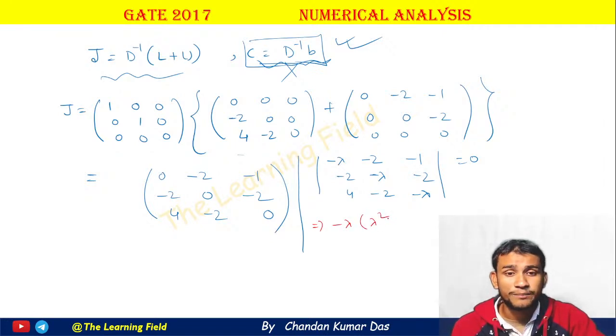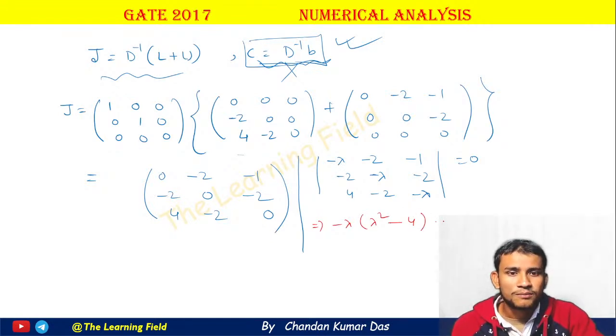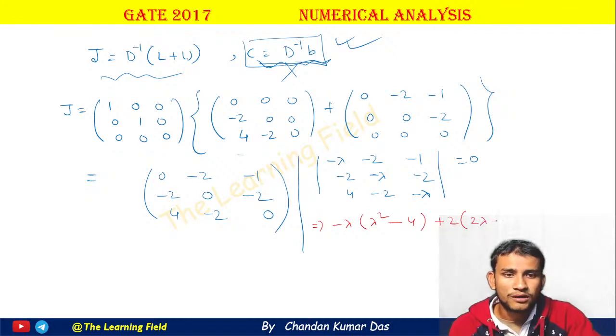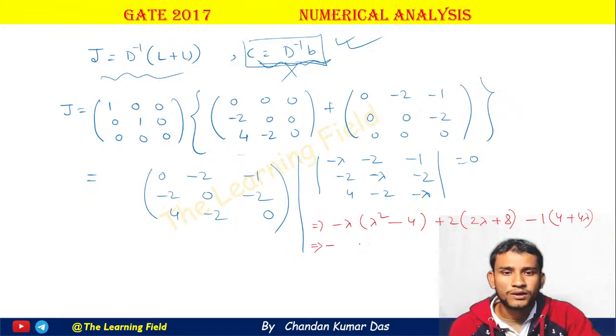lambda square. This is a very important question, that's why I solve it very slowly. Minus lambda minus 4, I think, yes, this is minus 4 or plus 4, just a second, sorry, minus 4 plus 2 into 2 lambda, sorry, plus 8, yes, minus 1 into 4 plus 4 lambda, yes. So this is equal to 0.